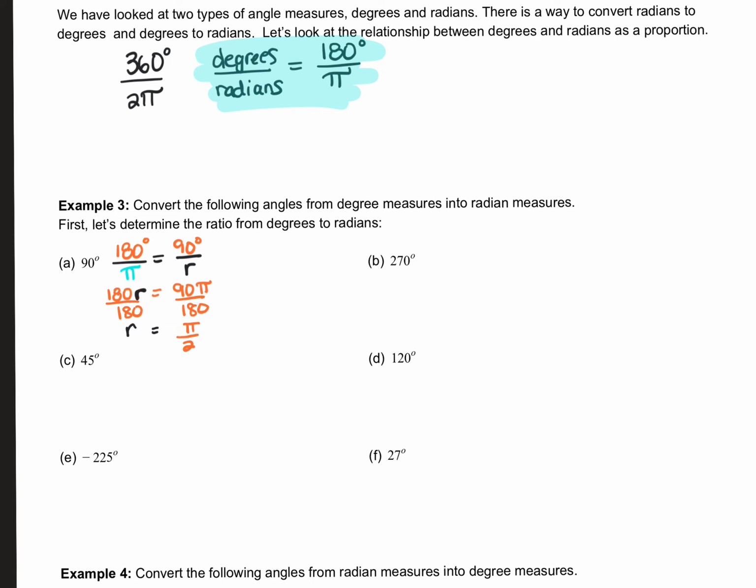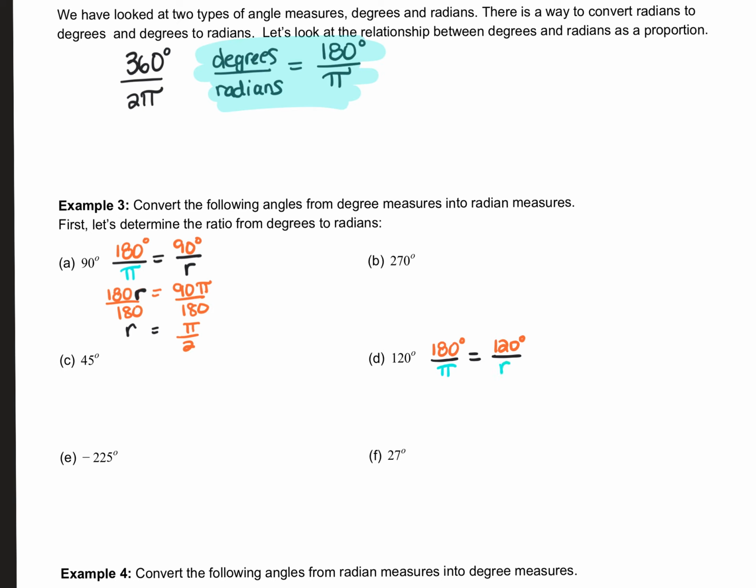Okay, let's try a couple more. So let's try one that maybe you can't figure out just by looking at it. So let's do 120 degrees, okay? So I'm going to set it up the same way. I'm going to always start with my given proportion, which is 180 over pi, so degrees over radians, equals whatever I'm given. So this time I'm given 120 degrees, so it goes on top, divided by, and then radians.